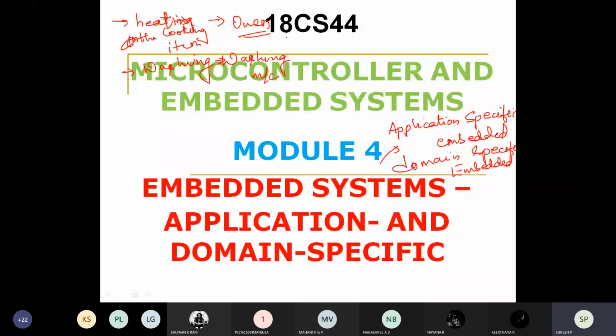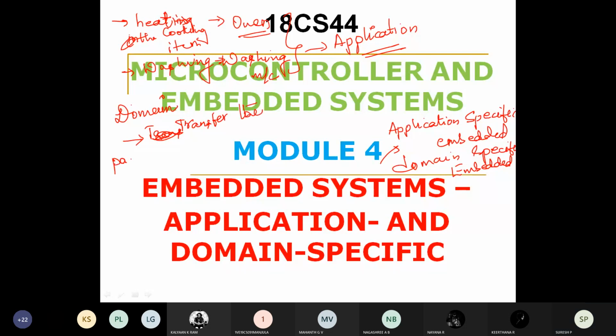So when you are going to build any embedded system which is suitable for a particular application, that is application specific. Another type is when you are going to have some domain. For example, if you want to transfer a packet from one network to another network, which is the embedded system you are going to make use of? Any answers? When you are transferring the data from the organization to the outside world, the component you want to use is your router.